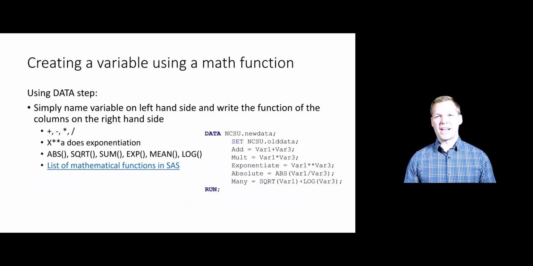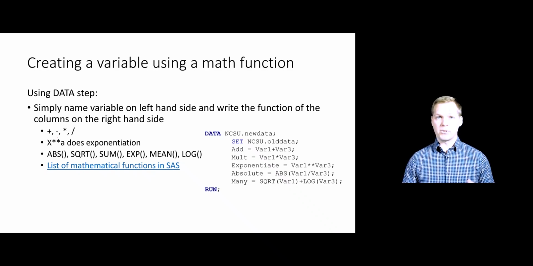All right, so you might ask yourself, well, what am I limited to whenever I'm thinking about creating a new variable? What kinds of things could I actually do in SAS? Well, again, you're just going to name your variable on the left side and then write the function that you want of the other columns on the right-hand side. And SAS can do any kind of math that you want. So, you think about plus, minus, multiplication, division. It can do all that. You can do exponentiation with a double star or double asterisk.